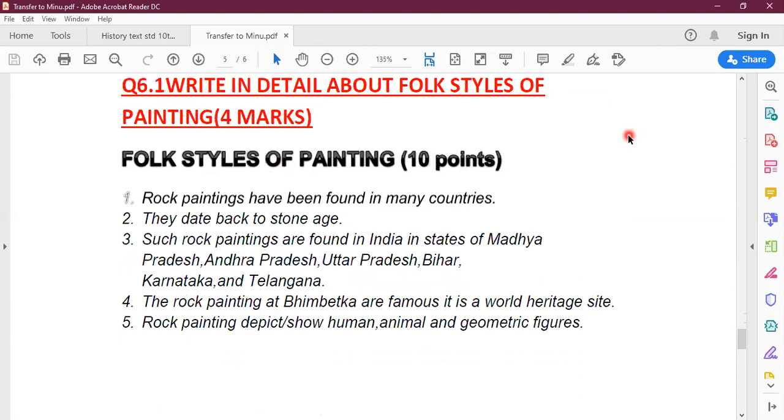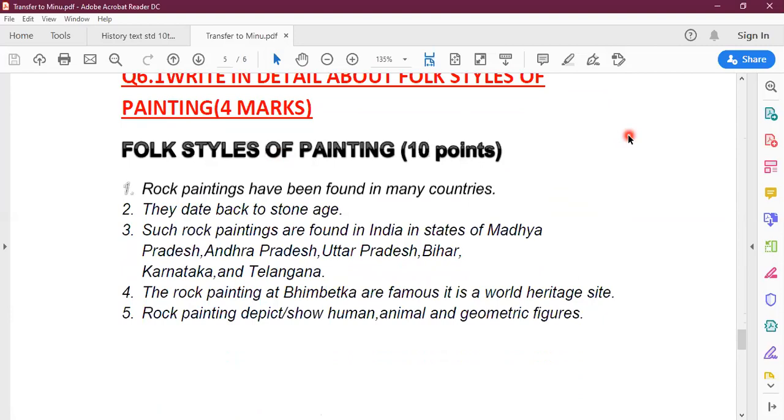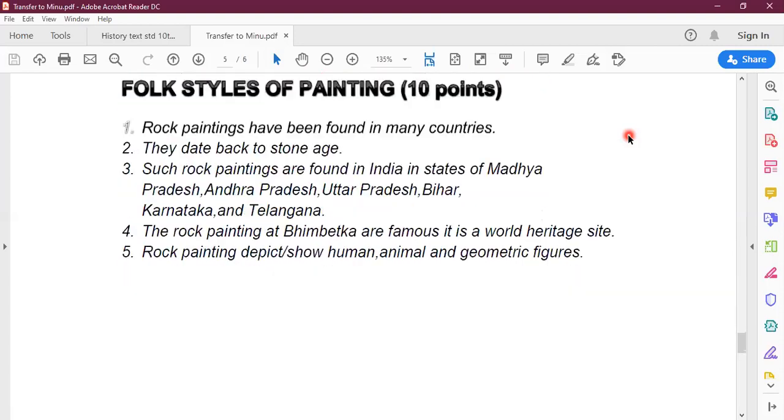I've given you 3 YouTube links, and after we finish this session, you can go through the YouTube links and find out more about Bhimbetka, how Stone Age man was involved in the first painting. The rocks that are there at Bhimbetka caves, their beautiful paintings have been done by Stone Age man. Rock paintings depict or show human, animal, and geometric figures. So 5 points we are covering. Found in many countries, dating back to Stone Age, found in India and Madhya Pradesh, Andhra Pradesh, Uttar Pradesh, and Bihar, Karnataka, and Telangana. Bhimbetka is very famous, and rock paintings show human, animal, and geometric figures.